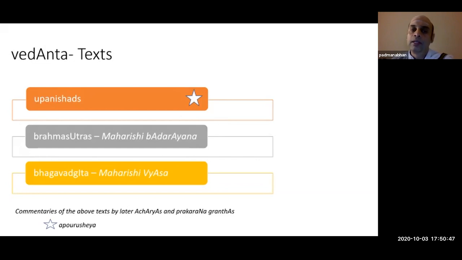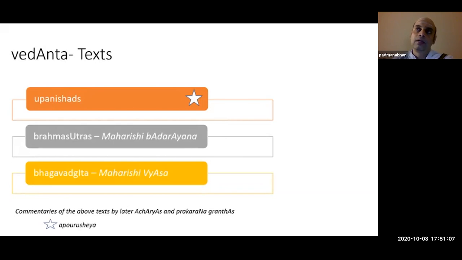Then Maharishi Badarayana came and wrote the Brahma Sutras. Sutras are in capsule format. They are shlokas for us to understand. And then Maharishi Vedavyasa wrote the Bhagavad Gita, which also explains the principles of the Upanishads. Bhagavad Gita is a part of the Mahabharata.